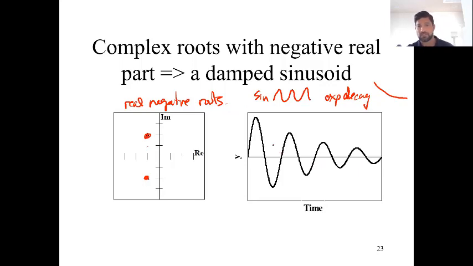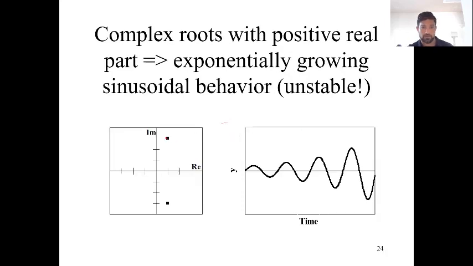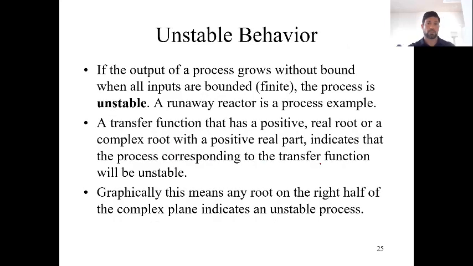The faster the exponential decay, the faster this is going to settle out. The larger the amplitude, the larger the oscillations. And you can look at the omega term to determine how long the oscillations are going to be in between. If we have positive roots and imaginary roots, it's going to be exponential growth for the same reason.